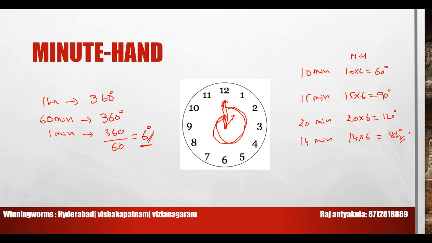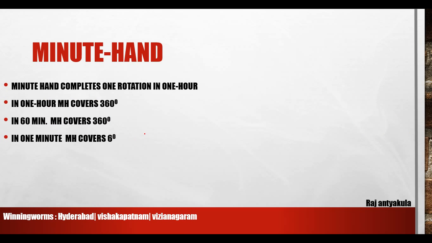Okay. Now, in a nutshell, the minute hand completes 1 rotation in 1 hour. It means in 1 hour, the minute hand covers how many degrees? 360 degrees. That is what you are writing. 1 hour is nothing but 60 minutes. So in 60 minutes, the minute hand covers 360 degrees. So in 1 minute, the minute hand covers 6 degrees. How are we getting 6 degrees? This 6 degrees is nothing but 360 by 60.